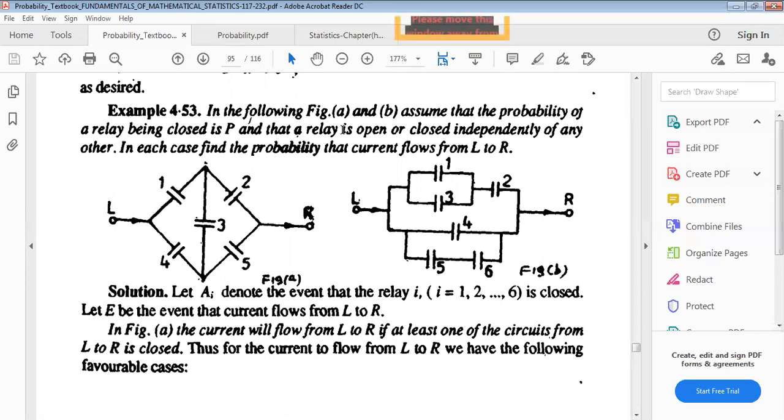The following figure A and B. This is the first figure A and this is the second figure B. Assume that the probability of a relay being closed is P and a relay is open or closed independently of any other. In each case, find the probability that current flows from L to R.